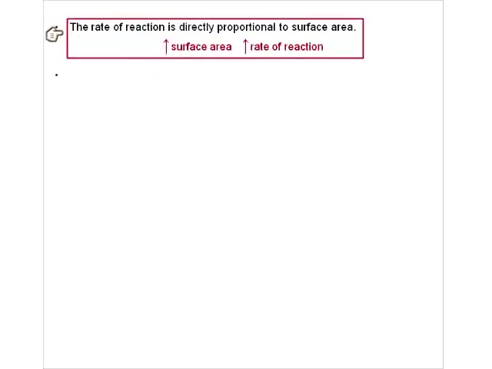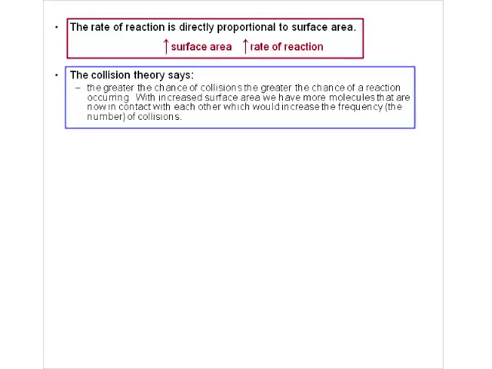All right, so our generalization would be here then that if we increase the surface area, if we cut it up into little tiny pieces, we should increase the rate of reaction. And we would want to state that according to the collision theory. So what would the collision theory say about this? They would say the greater the chance of collisions, the greater the chance the reaction would occur. And if we have increased surface area, we're going to have more molecules that are now available to collide, and therefore more collisions means we've increased the frequency of collisions, we've increased the rate of the reaction.